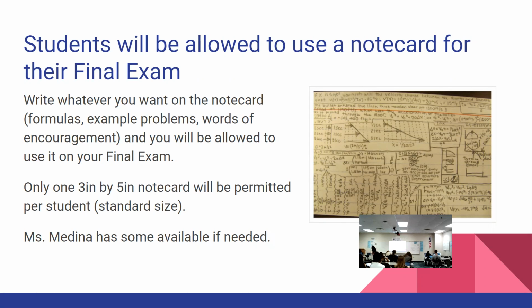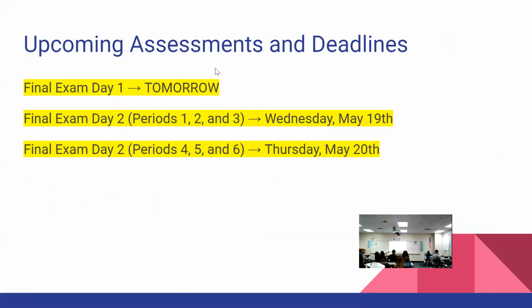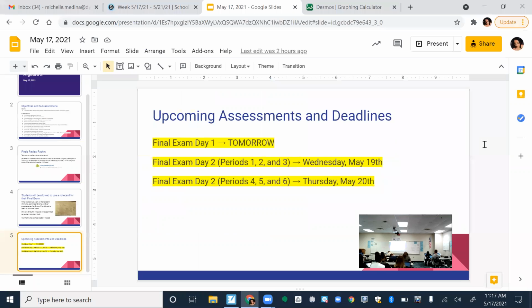All right, so that is your little advantage for your final exam. Do take advantage of it, write whatever you want in formulas, example problems, and have it ready for tomorrow. So tomorrow's day 1 is your final exam. Like I said, it's only 25 questions for both days. So there's 25 questions total. You'll start it tomorrow. And then for my 5th hour, we'll finish it on Thursday. I will not see you on Wednesday. Questions?